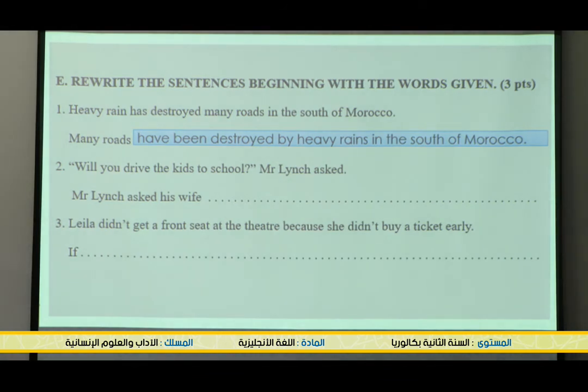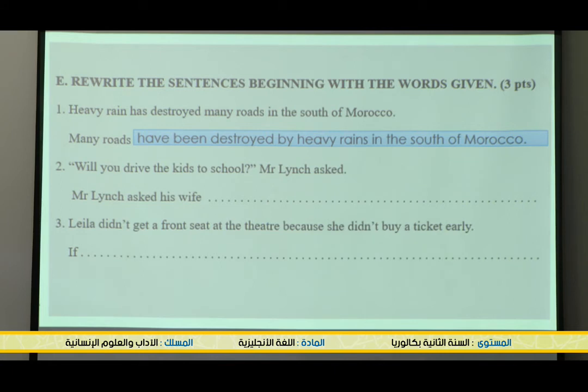So now let's look at the tense of this sentence. We have will. Will you drive the kids to school? Which tense is this? Can you think about it? It's the future simple. And will, okay, turns into what? Into would in reported speech.